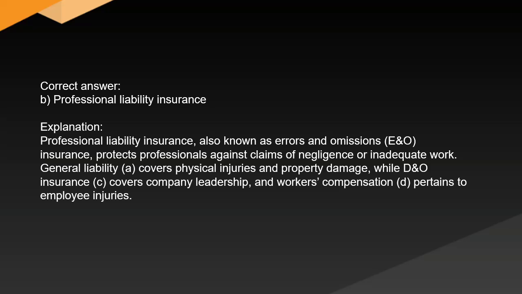Correct answer: B. Professional liability insurance. Explanation: Professional liability insurance, also known as errors and omissions, E&O, insurance, protects professionals against claims of negligence or inadequate work. General liability, A, covers physical injuries and property damage, while D&O insurance, C, covers company leadership, and workers' compensation, D, pertains to employee injuries.